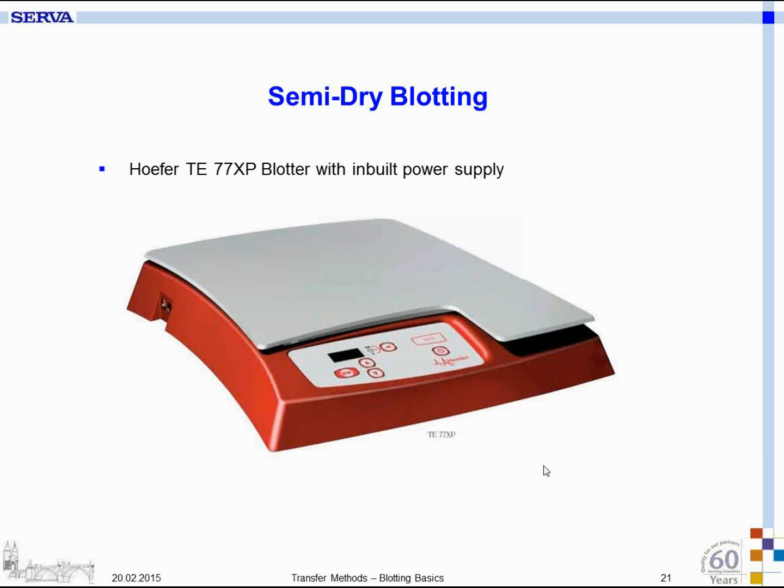Here you see a typical system for semi-dry blotting, which is also available from Serva. It's built by the Hoefer company. The model I show you here has an inbuilt power supply, but you can also have a cheaper model, same setup, just not containing a power supply. If you already have a power supply with high amperage, you can use it. And don't forget to put the weight onto it when you transfer.